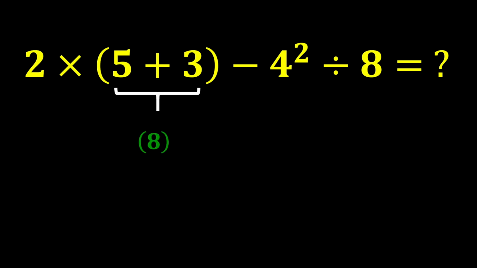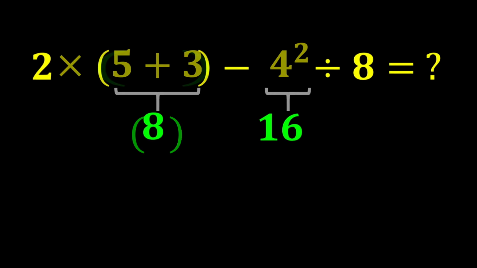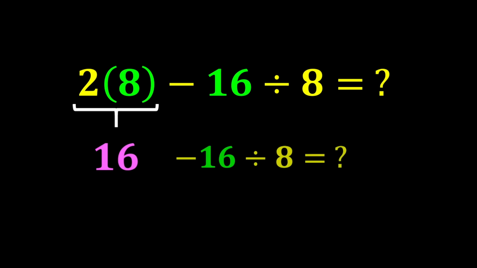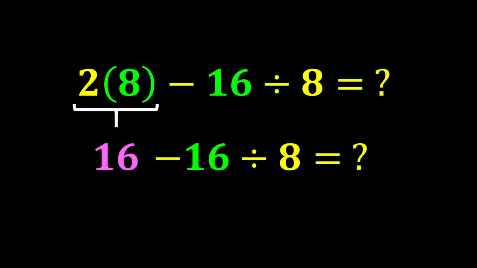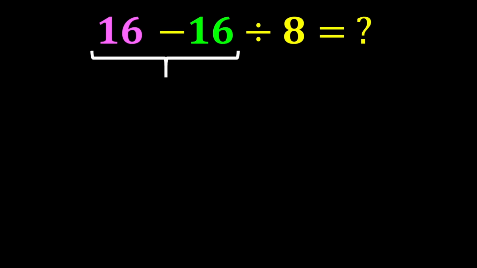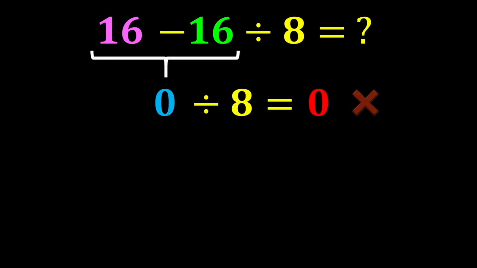5 plus 3 gives us 8. And 4 to the power of 2 is equal to 16. The expression becomes 2 times 8 minus 16 divided by 8. 2 times 8 is equal to 16, and the expression becomes 16 minus 16 divided by 8. 16 minus 16 is equal to 0, and 0 divided by 8 is equal to 0.